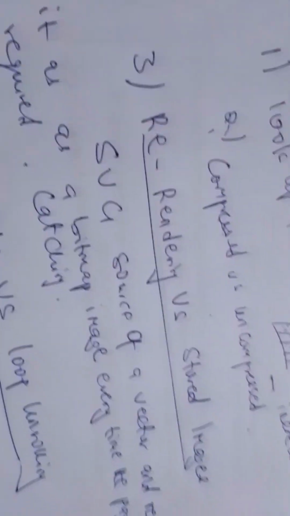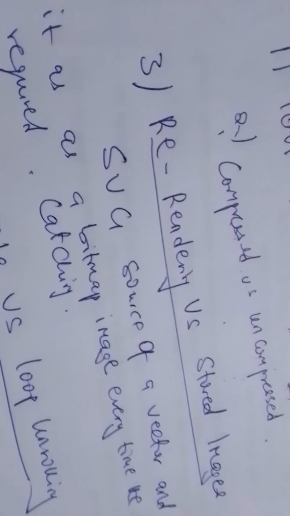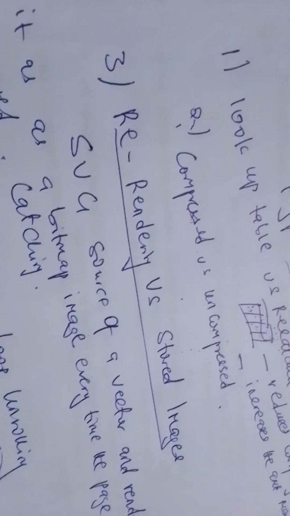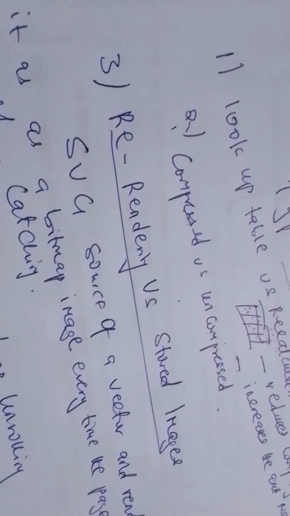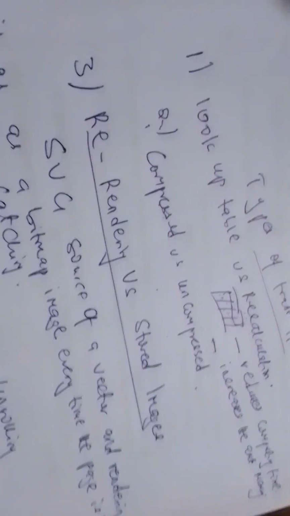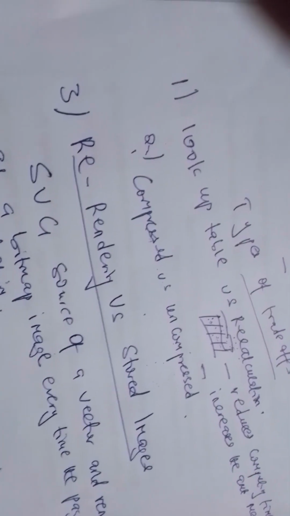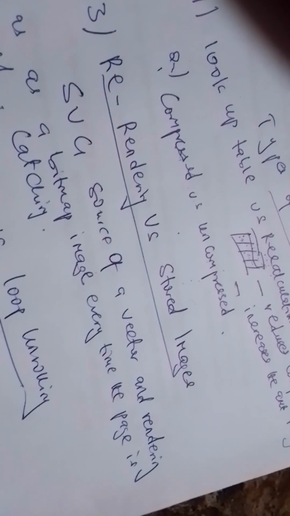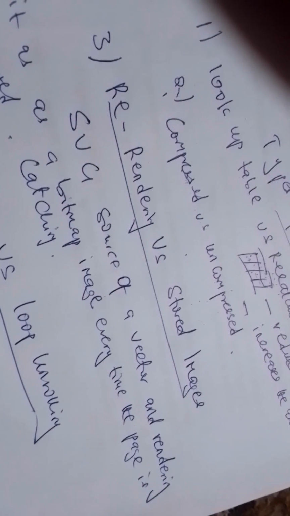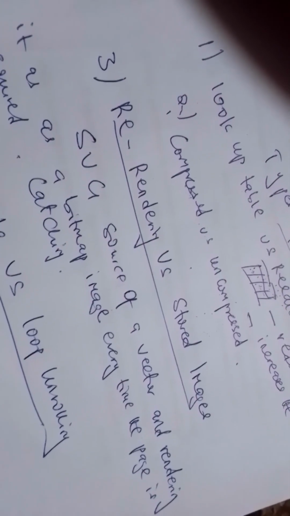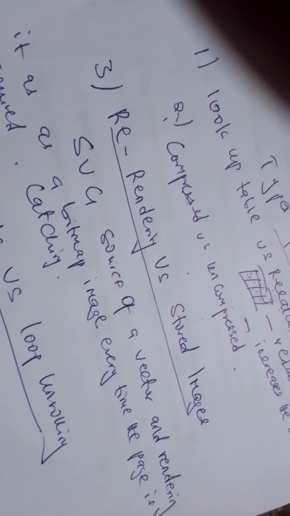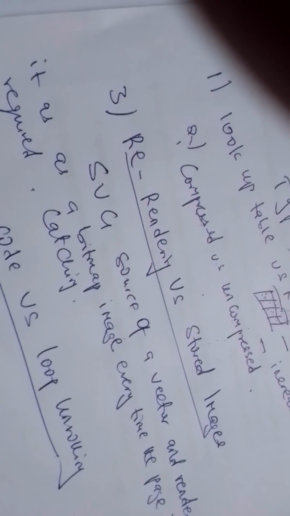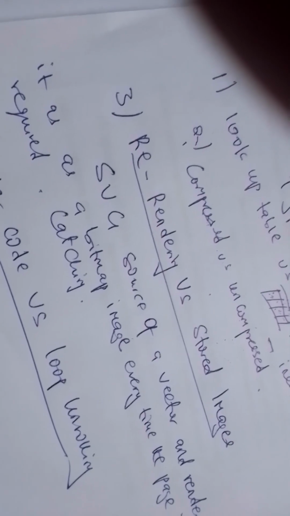So you can re-render the image, or you can have a stored image. With a stored image, you occupy more space, but whenever you are requesting the page, it does not take time to execute the stored image. So a stored image occupies much space when we are talking about bitmap images. But when we are rendering it, it does not occupy more space, but the problem is that the execution time will be greater.